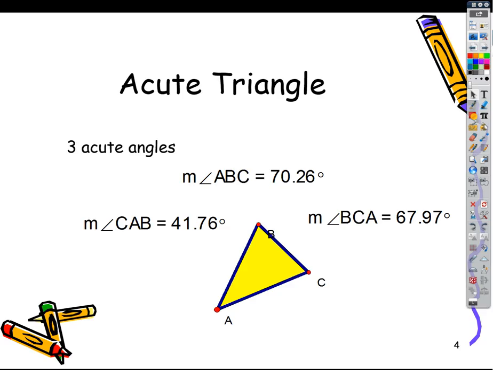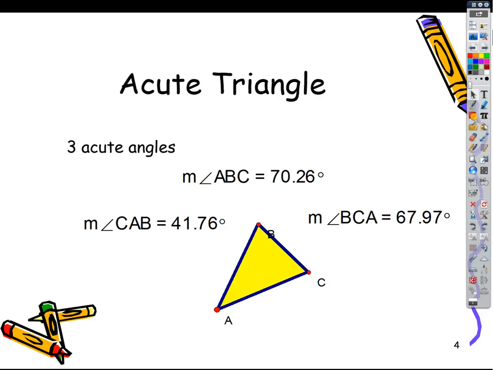So if all of the measures add up to 180, an acute triangle then must mean what about each of the individual angles in the triangle? What do you suppose that means? Don't look up there, don't cheat. Just think, see if you remember. What has to be true of all the angles in an acute triangle, you suppose? Yeah, they're acute. All the angles are acute. They're all less than 90, right? So here's one example of the infinite possibilities of an acute triangle.